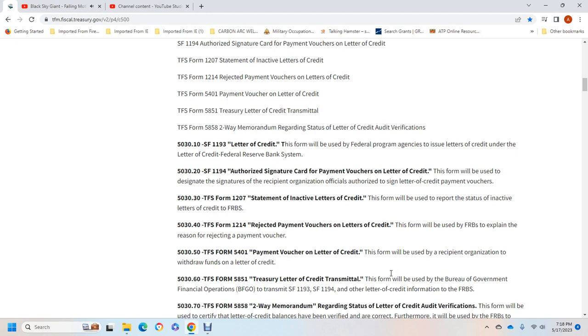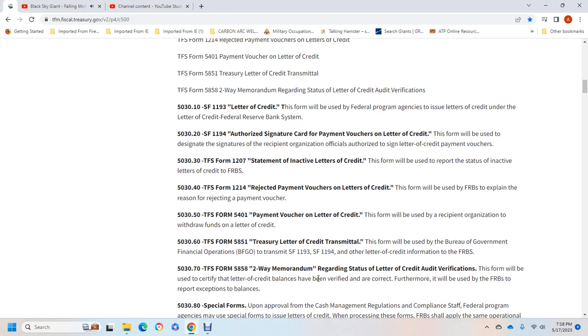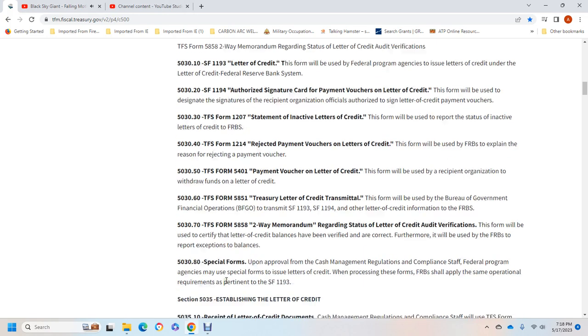Form 5401, Payment Voucher and the letter of credit. This form will be used by the recipient organization to withdraw funds from the letter of credit. Form 5851, Treasury Letter of Credit Transmittal. The form will be used by the Bureau of Government Financial Operations to transmit the standard forms 1193 and 1194 and any other letter of credit information to the Federal Reserve Banking System. Form 5858, Memorandum regarding status of the letter of credit audit verification. This form will be used to certify the letter of credit balance and have them verified as correct. Further, it will be used by the Federal Reserve Banks to report exemption balances.